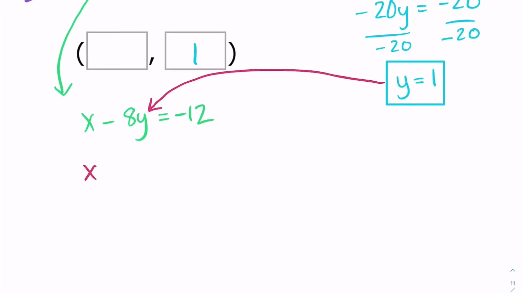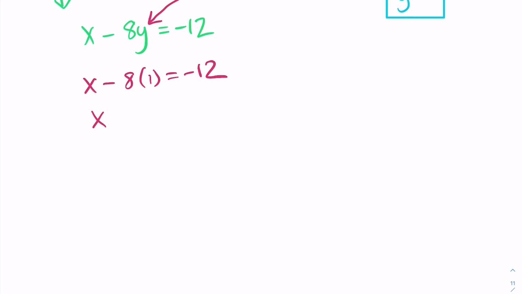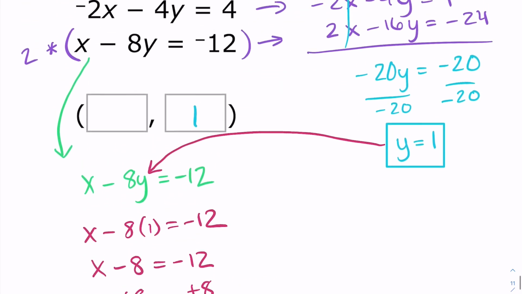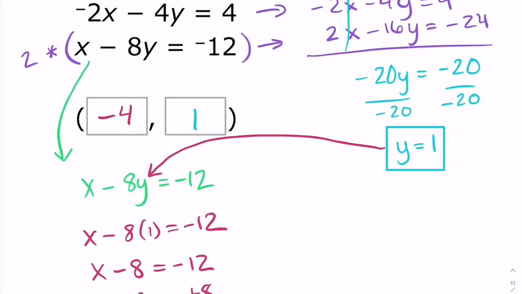So I get x minus 8 times 1 equals negative 12. And then it's going to be x, 8 times 1 is 8, so it's negative 8. I'm going to add 8 to both sides and I'm going to get x equals negative 4. Be careful, negative 12 plus 8 is negative 4. So I'm going to have negative 4 as the answer for that.